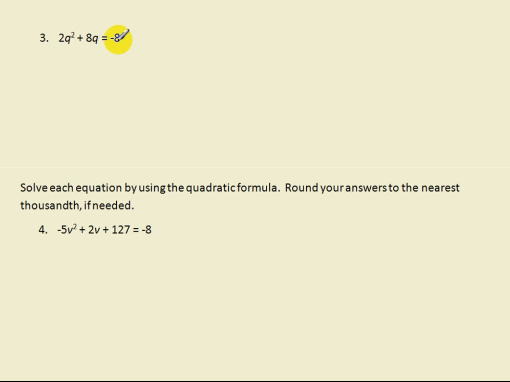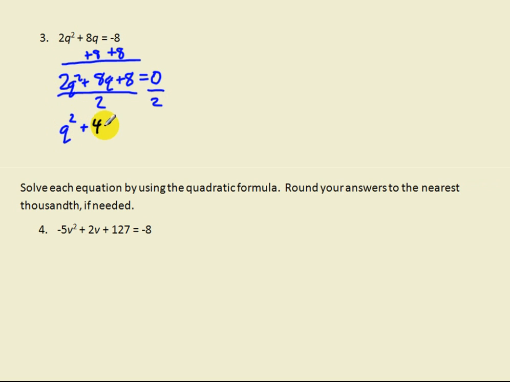Number 3, here we do not have our quadratic set equal to 0. We need everything to one side. So the simplest way will be to add 8, and we get 2q squared plus 8q plus 8 is equal to 0. You might recognize this is kind of special. One thing that is special about it is everything here is even, or in other words, divisible by 2. So we can go ahead and divide each side by 2. And we get q squared plus 4q plus 4 is equal to 0.